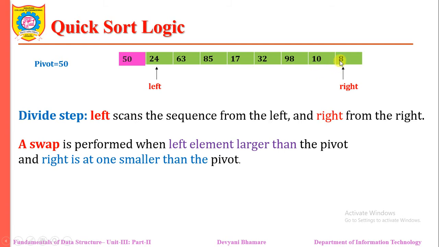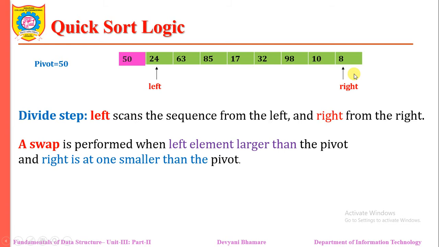So here we come to know that the index of left is 2 and the index of right is higher. So the index of left is less than the index of right. Then we need to swap their positions, meaning A of left and A of right are swapped. So we are getting 8 here and 63 there.